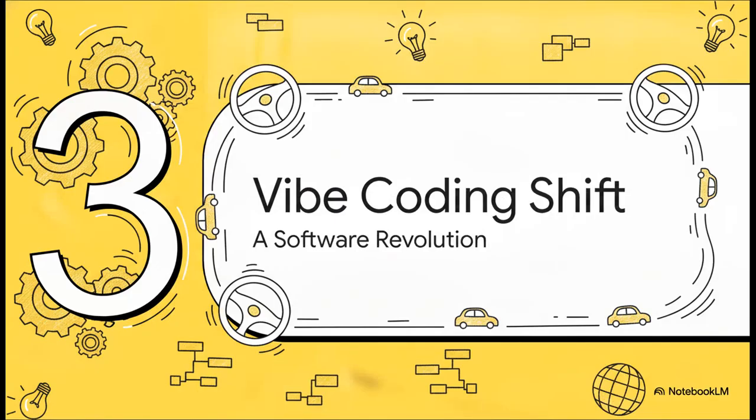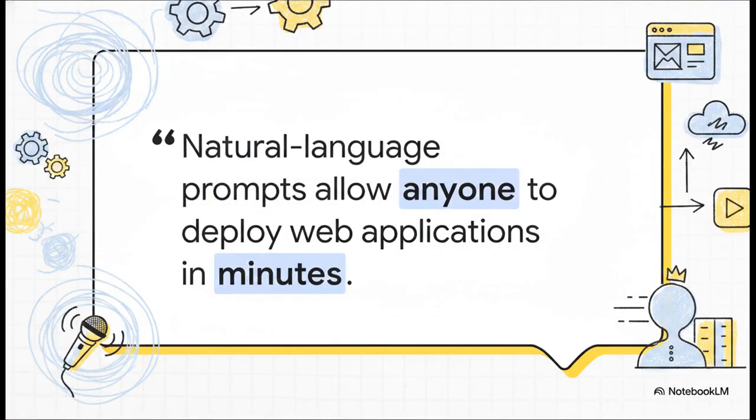Section 3. The Vibe Coding Revolution. So, now that we know how the engine works under the hood, it's time to get behind the wheel. We have entered a massive paradigm shift. As Google Cloud so perfectly puts it, natural language prompts allow anyone to describe their vision and deploy fully functioning web applications to production in minutes.